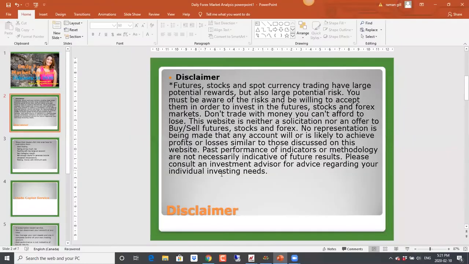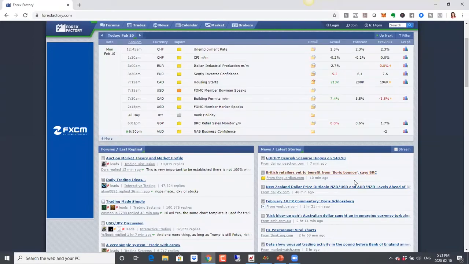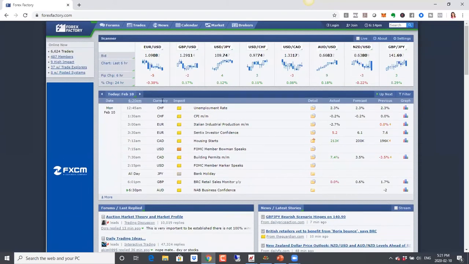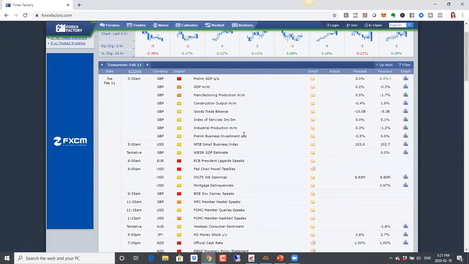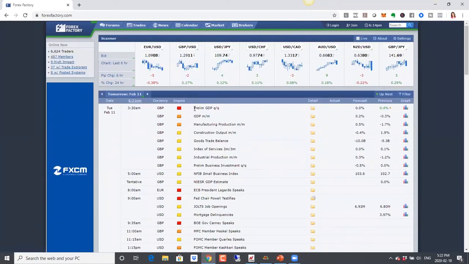All right, as usual, we'll start off by taking a look at our calendar here. So coming up on Tuesday, we have tons of red data here. We have preliminary GDP numbers out of UK, and we also have trade balance numbers out of UK. So these numbers are very important, especially now after the Brexit.